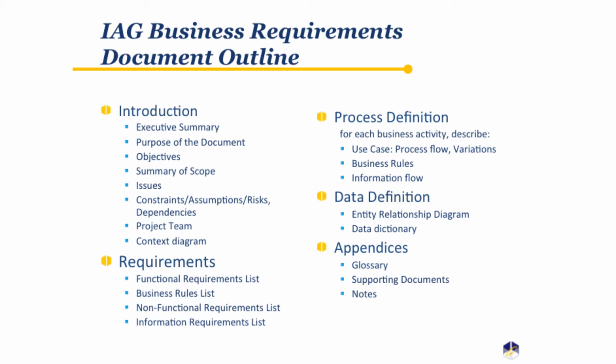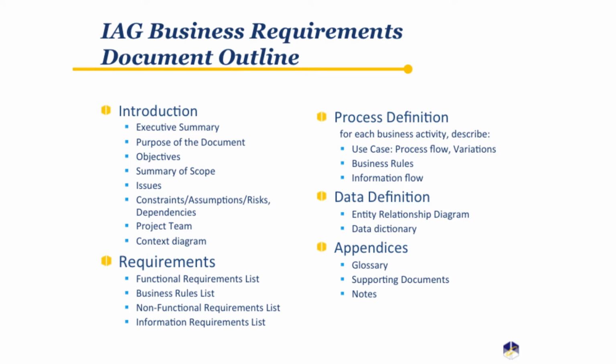Then we have a requirements section that's a series of tables that list the individual requirements: functional business requirements, business rules, non-functional requirements, information requirements. The lists, except for the non-functional requirements, are cross-referenced to the process definition and the data definition sections of the BRD, as that's where the requirements came from. The list of requirements are really what the business is going to sign off on, and the definitions that follow really just give us the business context for the requirements and prove that we got complete and accurate requirements.